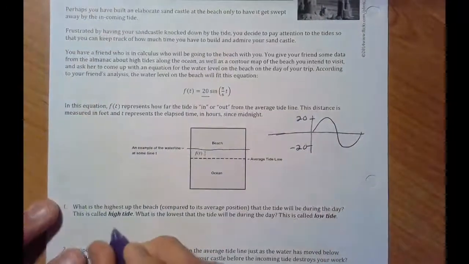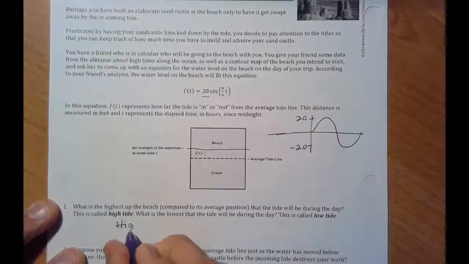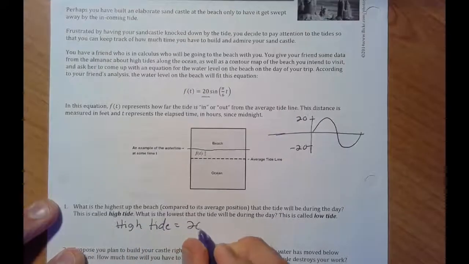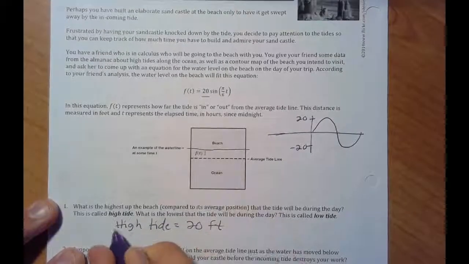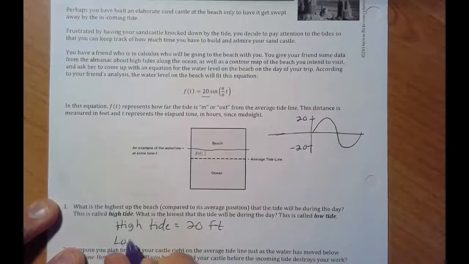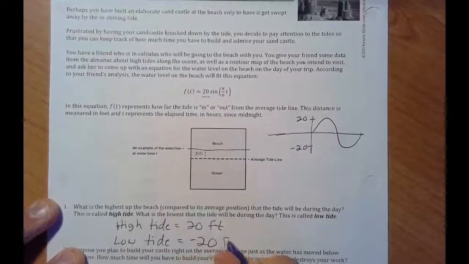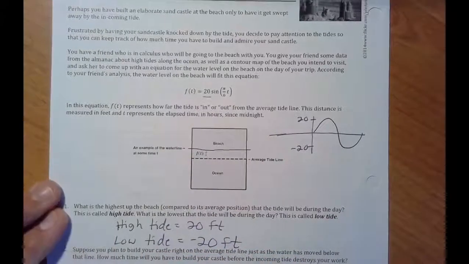So the high tide is going to be 20 feet. And the low tide is going to be negative 20 feet. So just realize that if this models the tide, because the amplitude is 20, high tide is 20 feet, low tide is negative 20 feet.